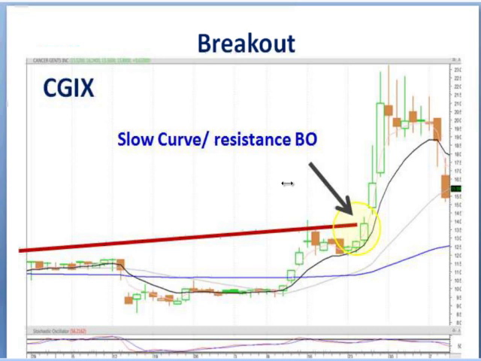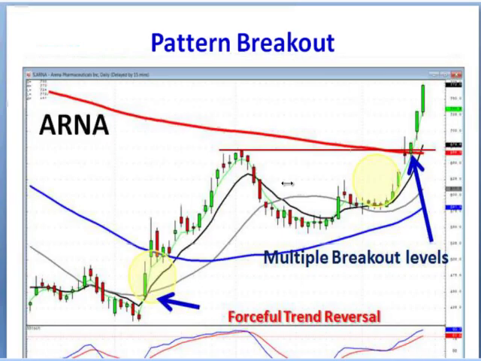So the more pieces that we can put into our analysis, there's kind of our kicker signal gap up. That's a very forceful trend reversal, telling us we've got the probability of a strong uptrend. Or there's our slow curve again. If we were buying here, where's our next target? Up here at the 200.